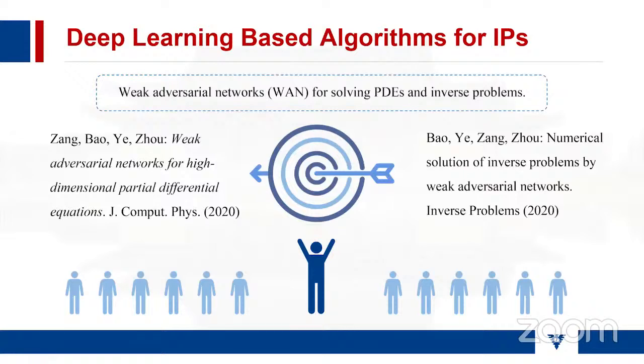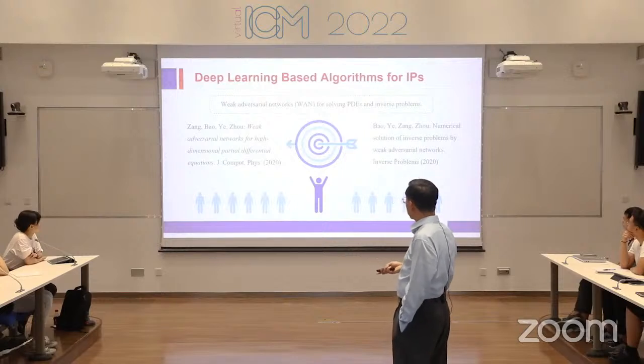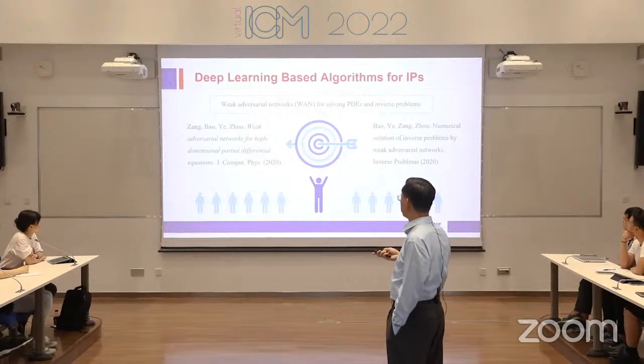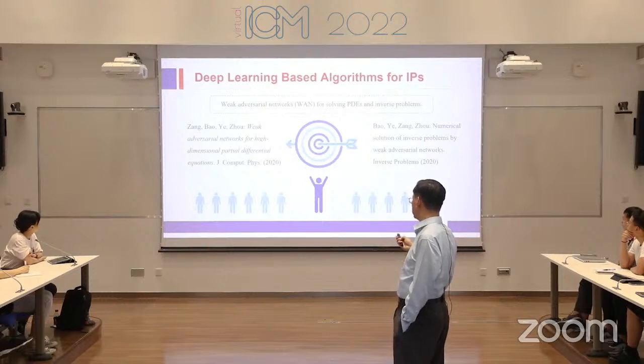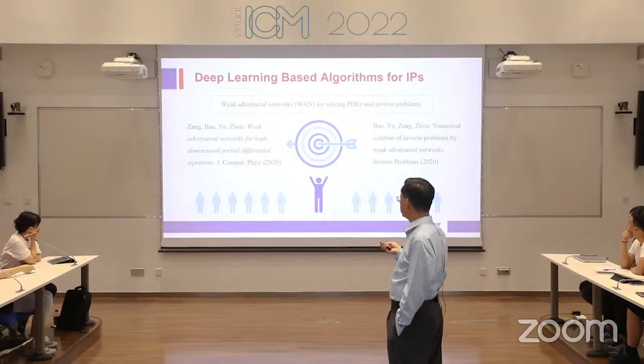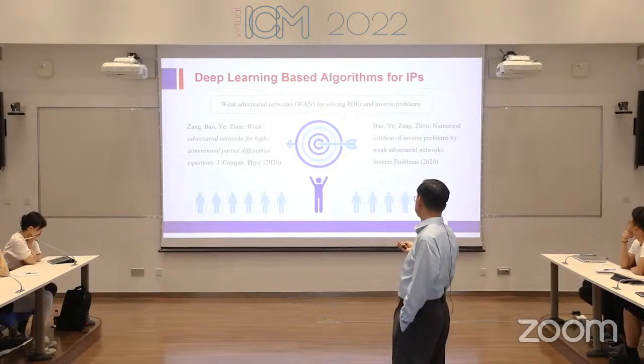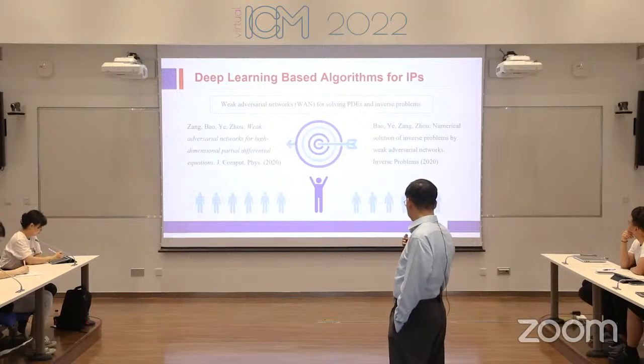Finally, this is a deep learning-based algorithm for solving inverse problems. We proposed weak adversarial networks, one for solving PDEs and the inverse problem. The idea is that if you have a PDE problem with a weak formulation, we're able to come up with this technique for solving the high-dimensional problem. So this is the deep learning method. And we also applied the method to solve corresponding inverse problems.